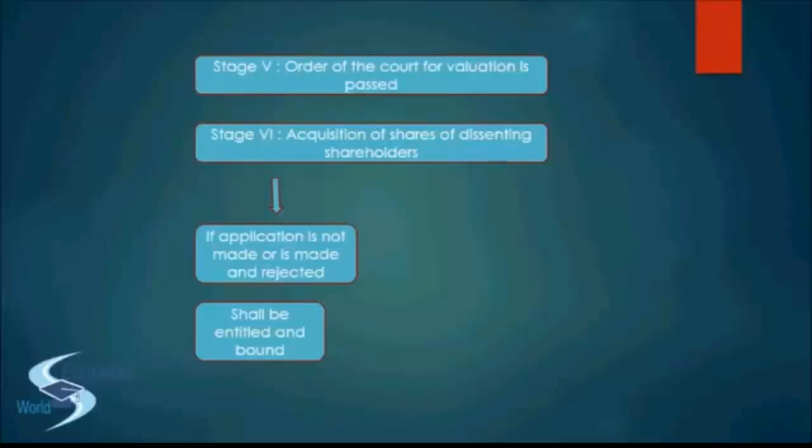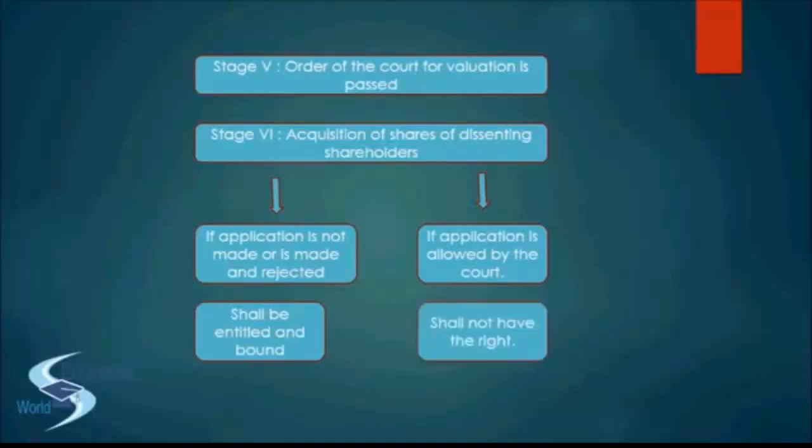And now on the other hand, if the application is allowed by the court, which says, okay, the scheme is unfair, and accepts your application and puts a restriction on it, then the transferee company shall not have any right to compulsorily acquire the shares of the dissenting shareholders. The shares will remain with the dissenting shareholders themselves, right? So now let us get deeper into it and understand how the compulsory acquisition takes place, right?